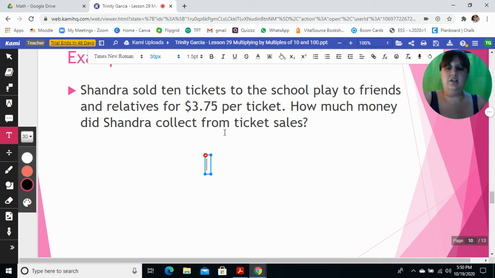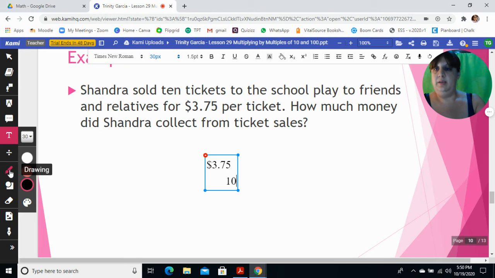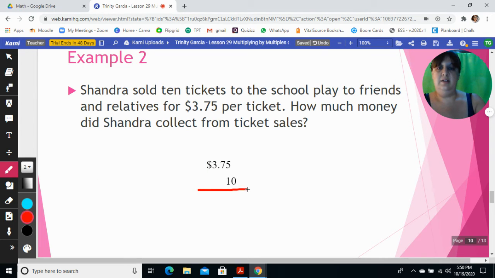So we're going to start with our dollar sign because we're working with dollars and we don't want to forget to do that. And then we're going to put $3.75. Down below, we know that she sold 10 tickets, so we want to move our 10 way over here so that that 0 hangs out the end again, remember? Okay, and then we're going to draw our line, we're going to draw our multiplication sign, we're going to draw our dollar sign down here so we don't forget to do that, and we're going to drop our decimal point down here. Okay, we're going to drop our 0 because that's our first step.